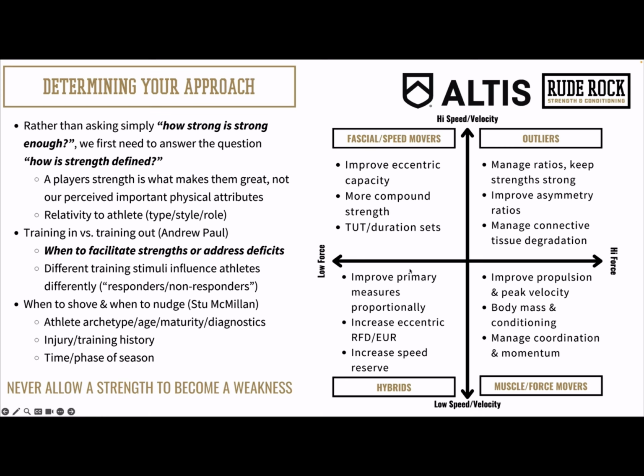So I think with all things being equal, we just want to think about never allowing a strength to become a weakness. So if we have athletes that are more elastic or fascial or speed driven, we don't necessarily want to take that away from them. So we want to think to facilitate their strengths while periodically addressing their weaknesses. And then it's just the opposite case for force-based movers.